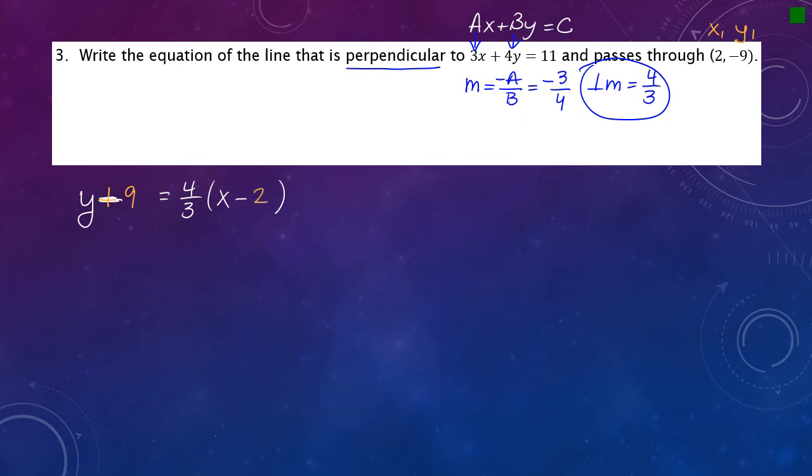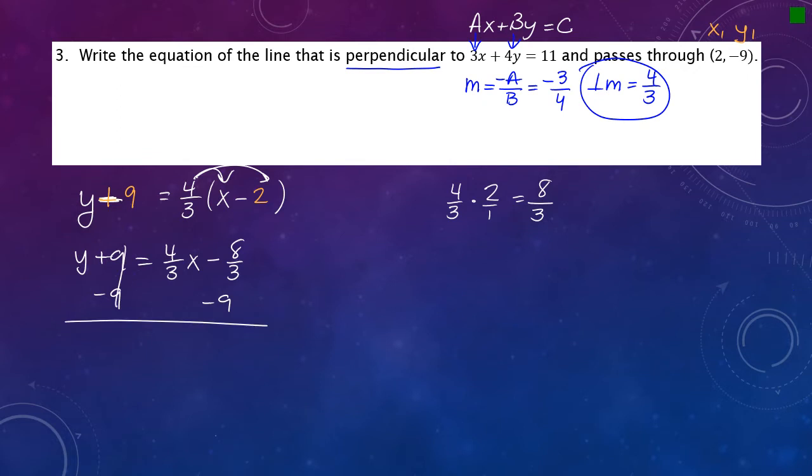And now I have to do some simplifying here. So I have y plus 9 equals, and then I'm going to distribute the 4/3. So I have 4/3 x minus, and then it would be 8/3. And if you want to plug that into your calculator, you can. Over here, I'll just show you how I did that. So if I did 4/3 times 2, this is really 2/1, and then you multiply across. So 4 times 2 is 8, 3 times 1 is 3. To simplify completely, I have to subtract 9 from both sides. So I have y equals 4/3 x.